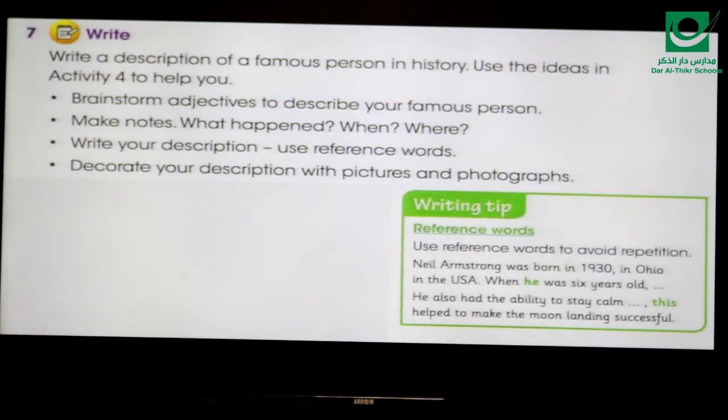Okay, we are going to use reference words to avoid repetition. For example, Neil Armstrong was born in 1930 in Ohio, in the USA. Who is he? Neil Armstrong. So, instead of writing his name again, we're going to use pronouns. He was 6 years old. He also had the ability to stay calm. This means the ability to stay calm. This helped him to make the moon landing successful. So it's called reference words, to refer to another sentence or even a word, to avoid repetition, not to repeat words again.